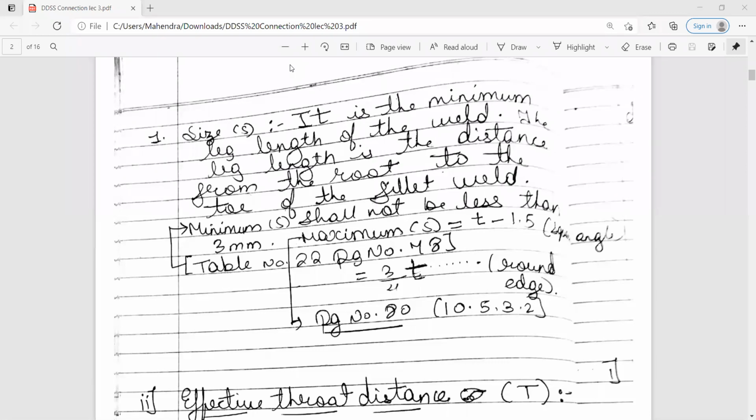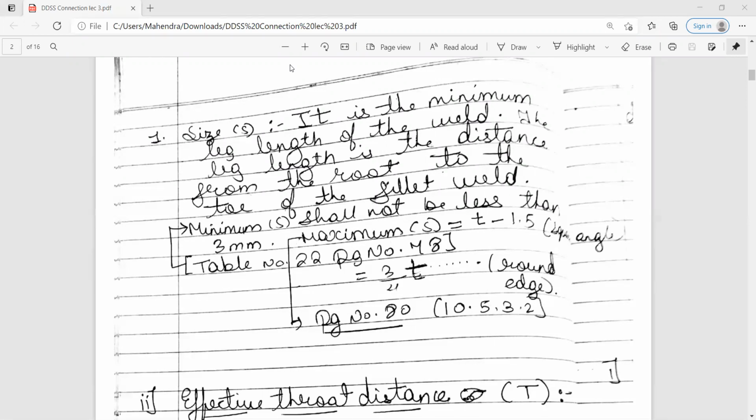This is from the IS code, sorry, Table number 22, page number 78. The value of S should not be less than 3 mm, and the maximum value of S should be t minus 1.5. Again this is from page number 80, clause number 10.5.3.2 of IS 800:2007.